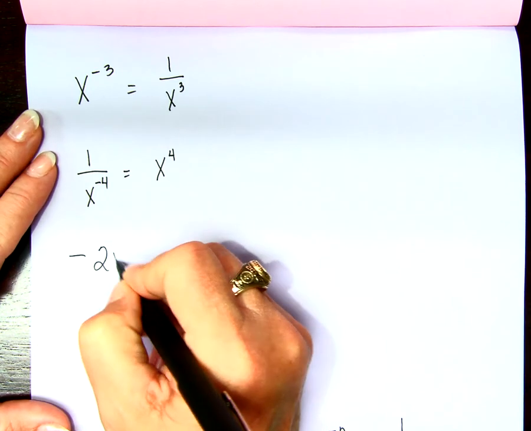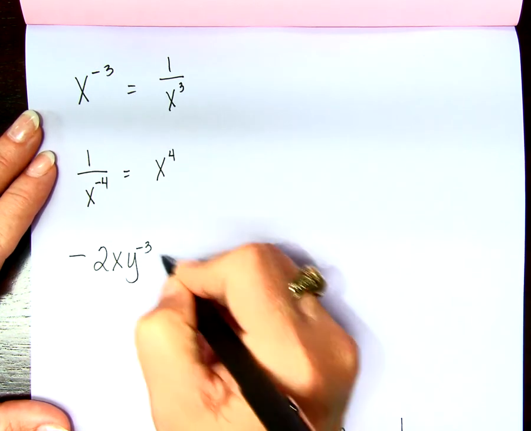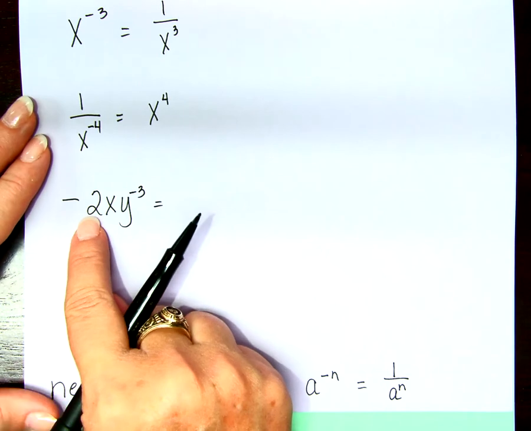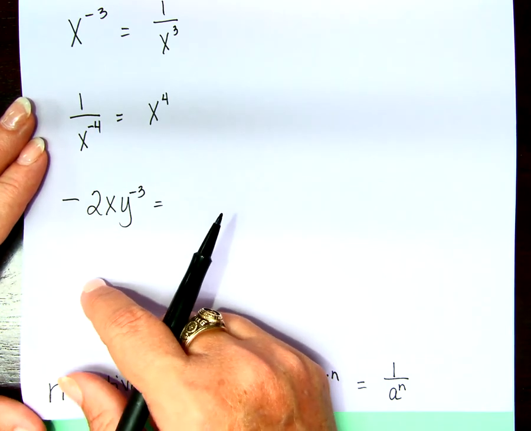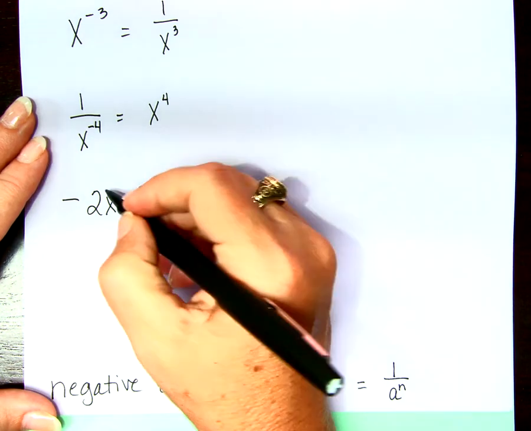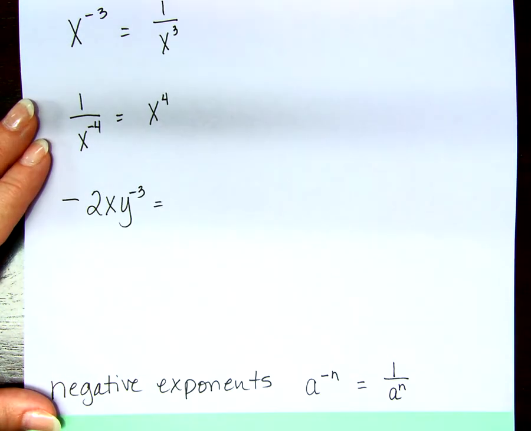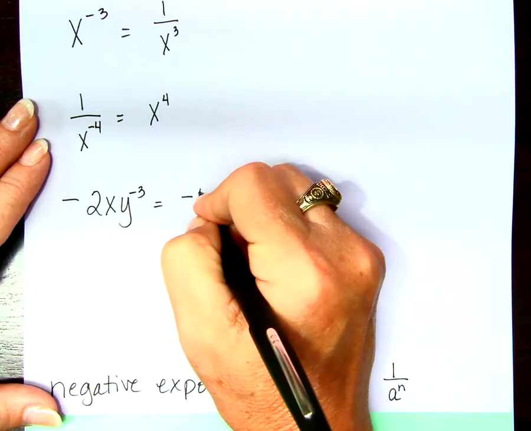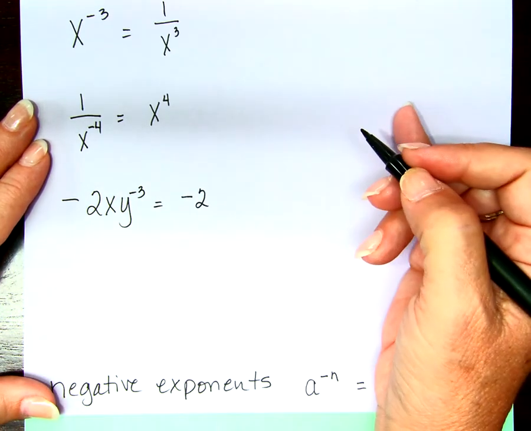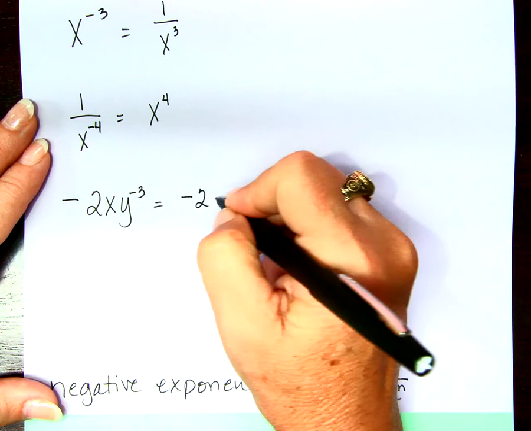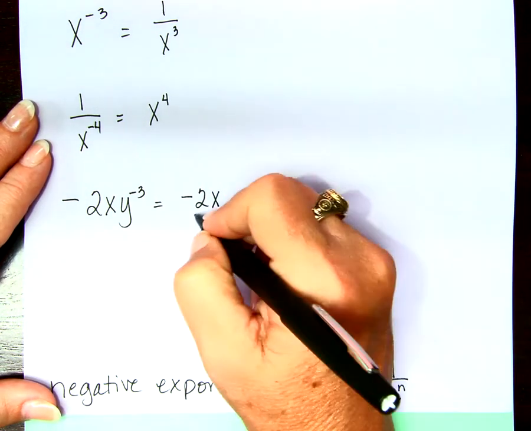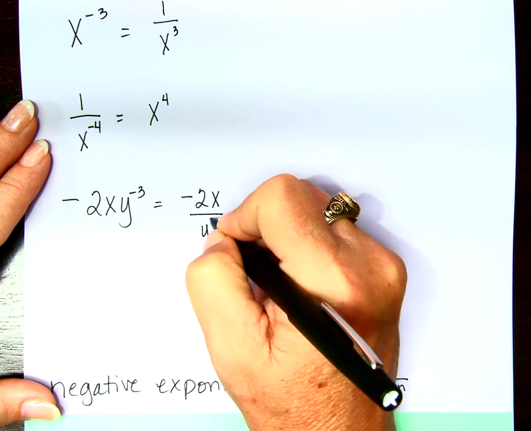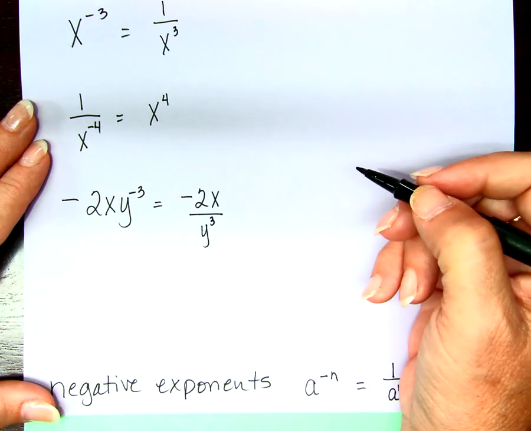Negative 2xy to the negative 3rd. Is the negative 2 unhappy? No, it's just grouchy. How do I know it's just grouchy? Its exponent is not negative, right? The exponent has to be negative for it to be unhappy. So that stays exactly where it was. What about the x? Is it unhappy? No, it stays exactly where it was. What is the only thing that's unhappy? The y. And when you move it to the denominator, which is where it wants to be, so happy.